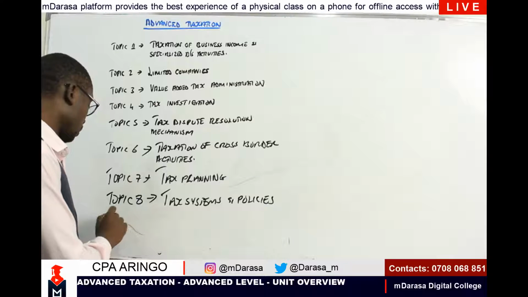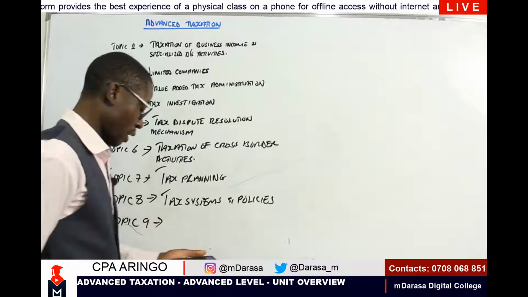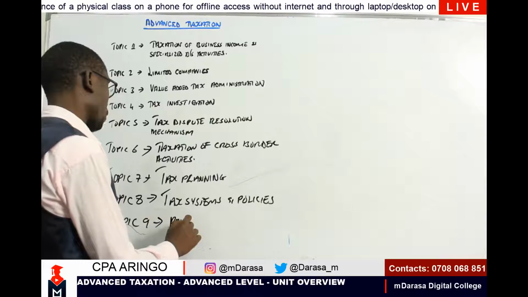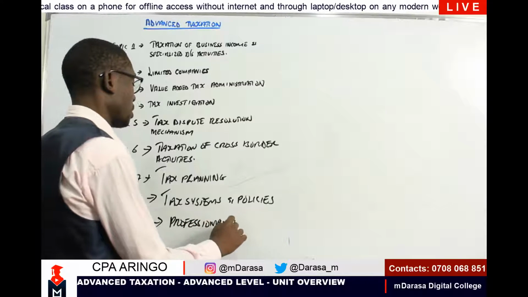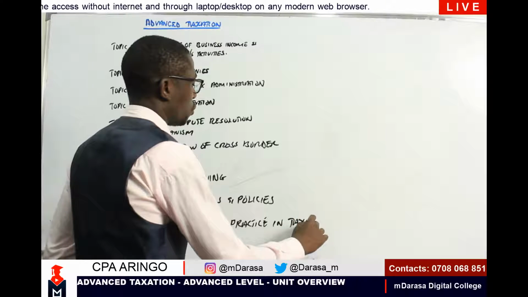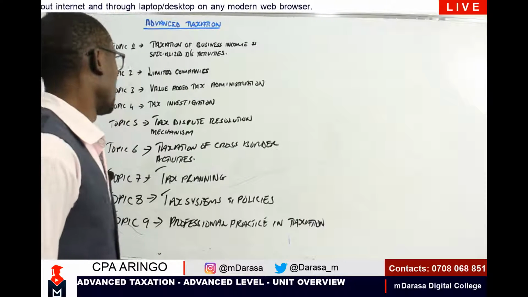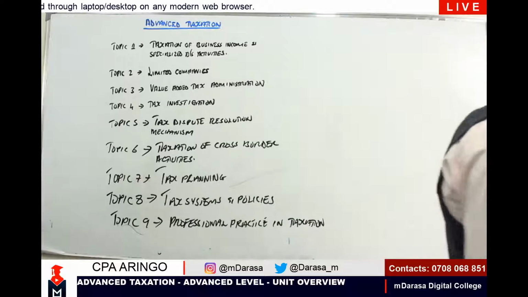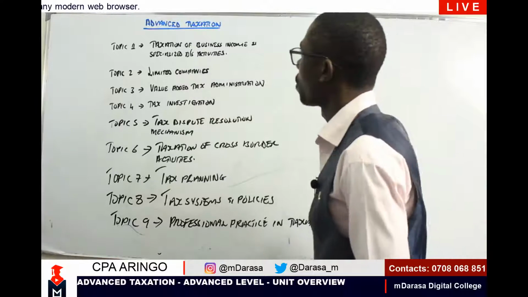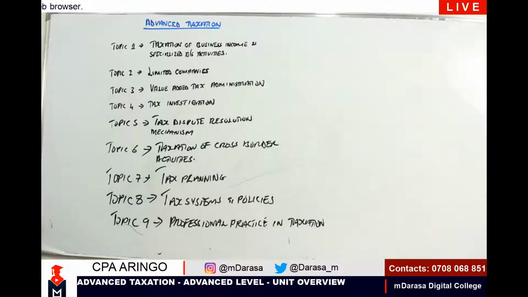And finally, topic number nine. Topic number nine, we will be expected to cover and understand professional practice in taxation. That is what you'll be expected to cover in topic number nine. So you'll find that this is what will entail everything that you'll be expected to cover at this level of advanced taxation, each and every component, each and every concept.